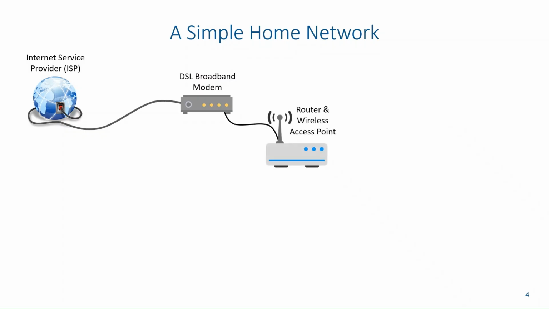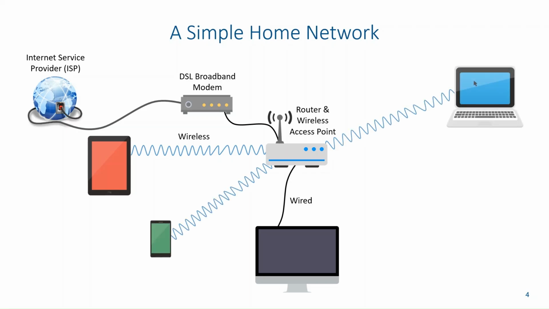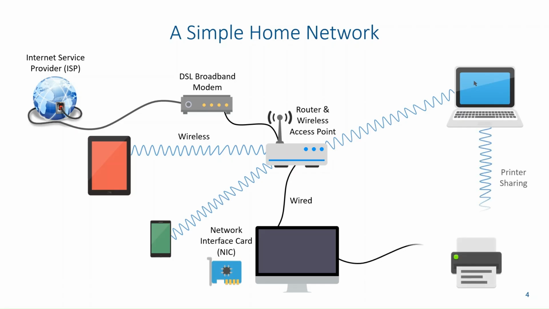This modem is going to send that to your router or wireless access point. A lot of routers actually have the modem built directly into it, so it is one device. From here, you're going to be able to either connect wired or wirelessly to the router using the wireless access point or the wired ports on the back of the router. And each device that wants to connect to the router must have a network interface card. Additionally, you could have printer sharing or file sharing all on the home network.